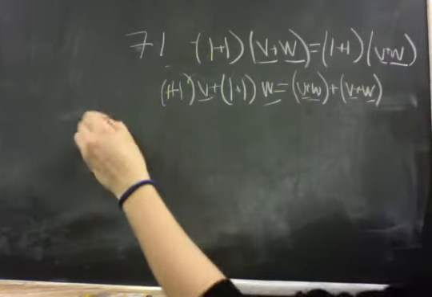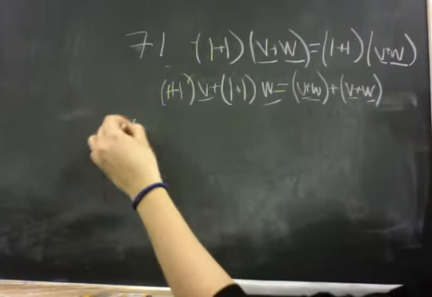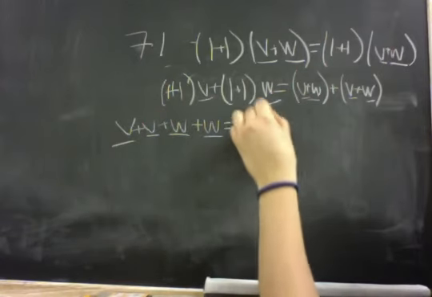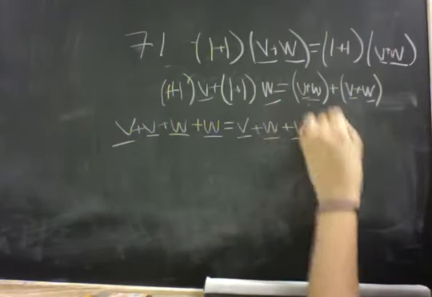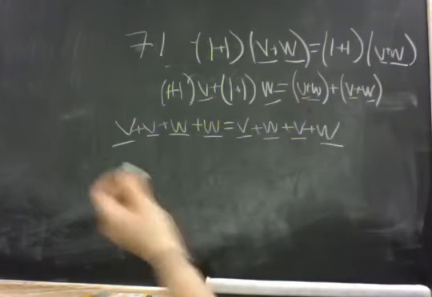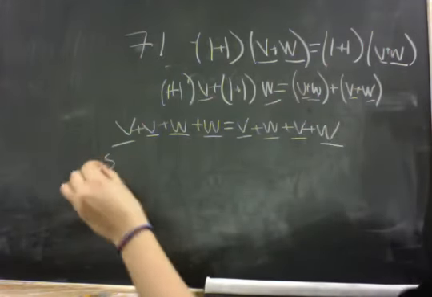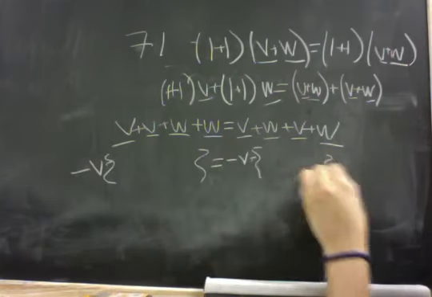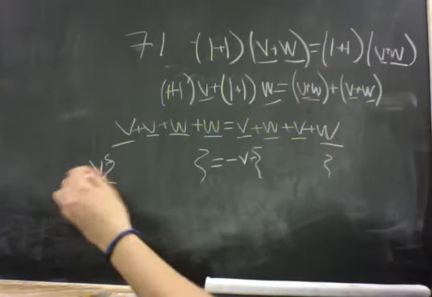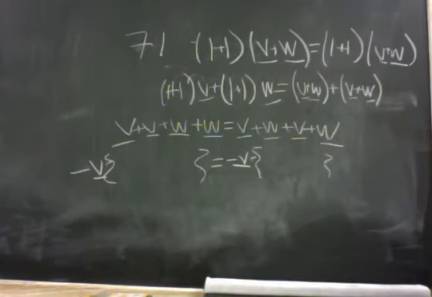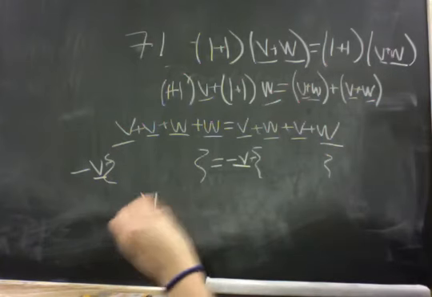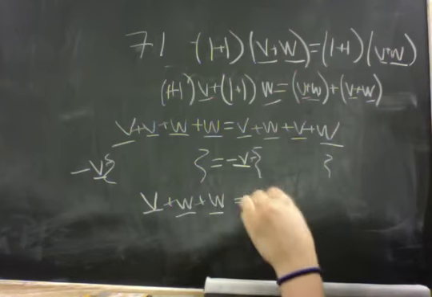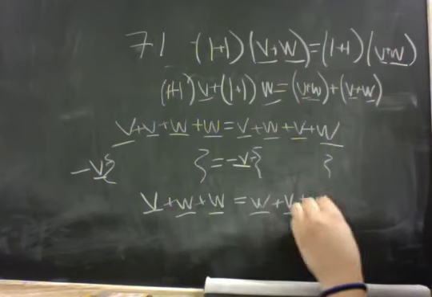Here we can expand again. So we get v plus v plus w equals v plus w plus v plus w. We add negative v to both sides. And since negative v is a left additive inverse, what we're left with is v plus w equals w plus v plus w.